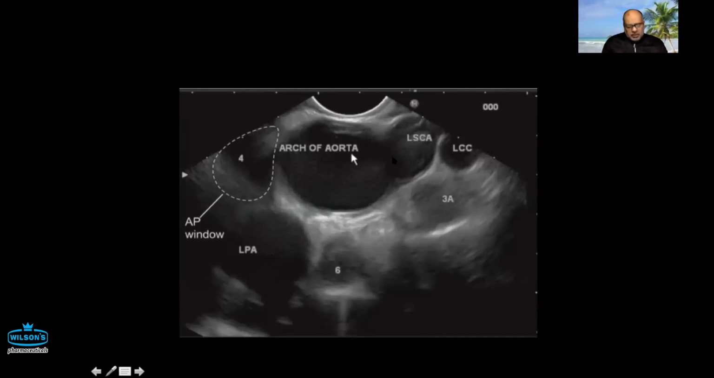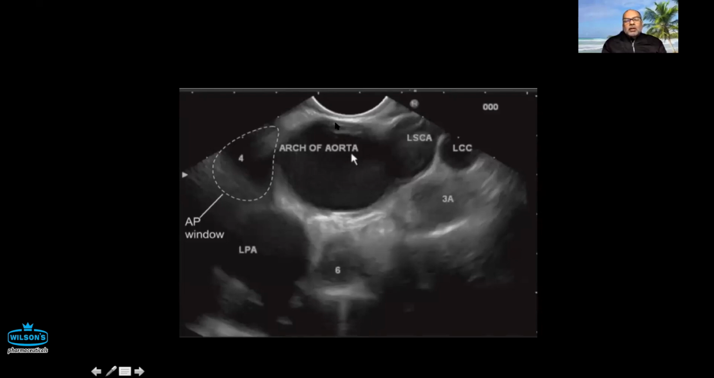Some people like to do it by going first into the subcarina and then pulling up, or some people like to just first explore the AP window and then go down. Either way, it's okay. You can do that.